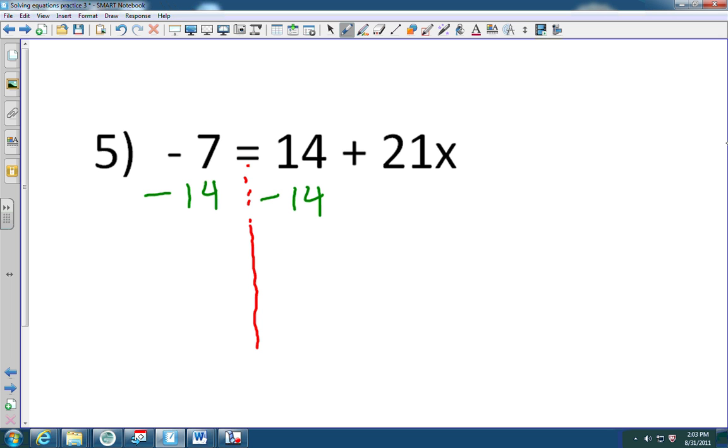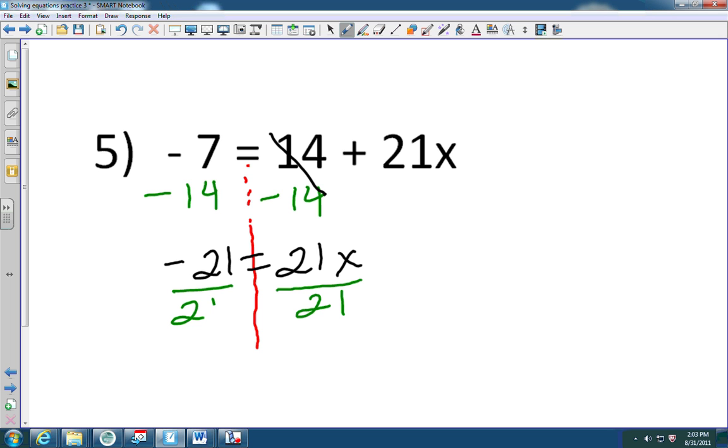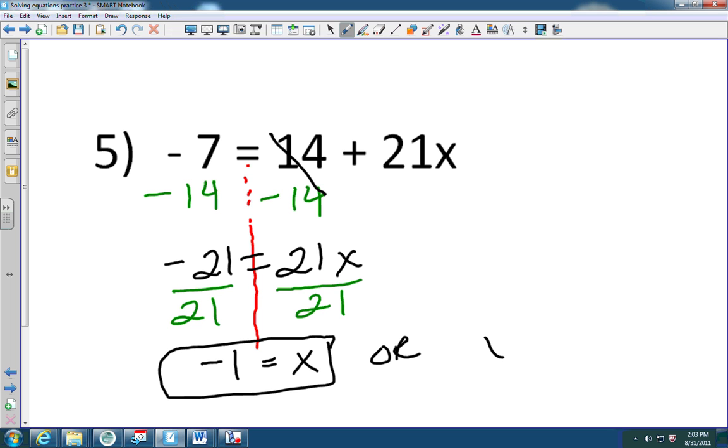And right here, I have negative 21 equals, right here I've got 21x. 21 times x, the opposite of times is divide. I'll divide each side by 21. Well, now I have negative 21 divided by 21 is negative 1 equals x. The answer can be written like this, or you can flip it around. X equals negative 1. Still means the same thing.